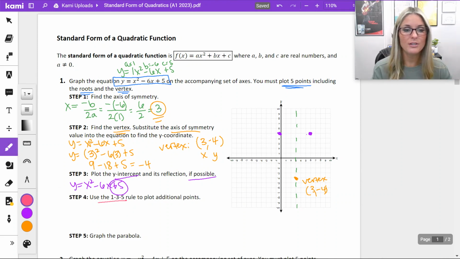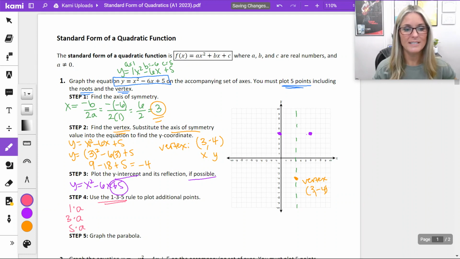Step 4, you can use what's called the 1-3-5 rule. When I first started teaching in graphing quadratics, I would tell students, okay, now let's keep plugging in x coordinates so we can plot more points and then we can reflect them. 1-3-5 is actually a much faster and simpler rule to use. It says we can take 1-3-5 and multiply it with our a value to get kind of the slope or the shape of our parabola.